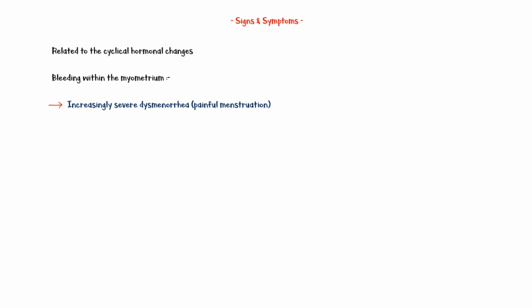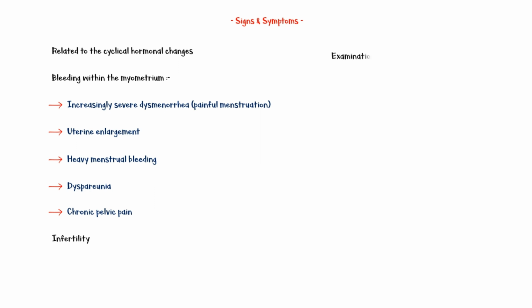Signs and symptoms are related to the cyclical hormonal changes, since the ectopic endometrium is sensitive to estrogen. Bleeding within the myometrium leads to increasingly severe dysmenorrhea, or painful menstruation. Uterine enlargement. Heavy menstrual bleeding. Dyspareunia, or painful intercourse. And chronic pelvic pain. Some women may also have infertility.